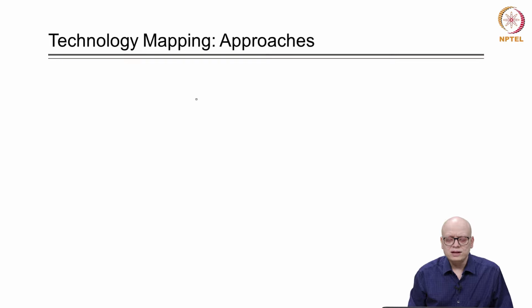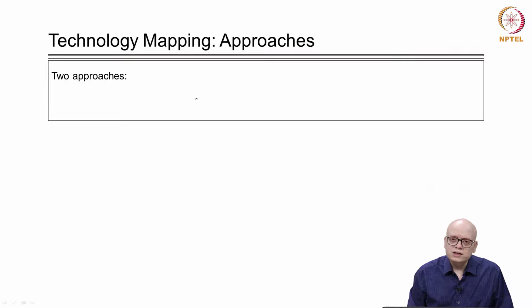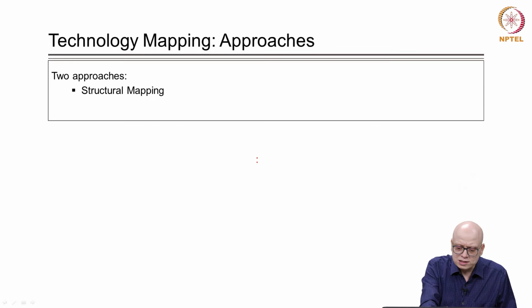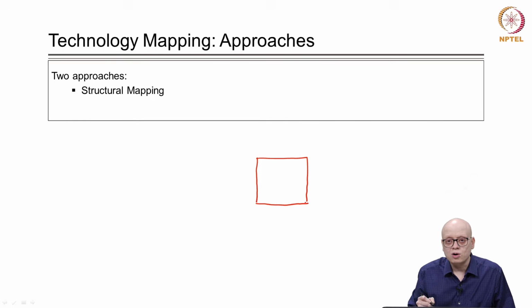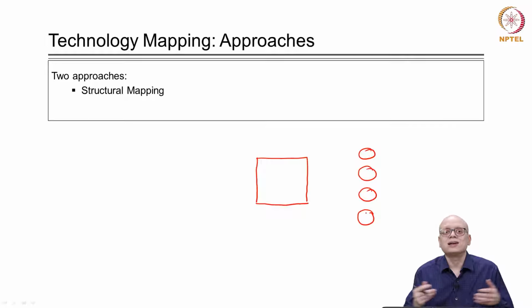Now, let us briefly discuss how technology mapping is done. There are typically two types of approaches for technology mapping. The first one is structural mapping. In structural mapping, suppose there is a portion of a circuit of the unmapped netlist, then this portion of the netlist is matched or compared with the various library cells, and this matching or comparison is done structurally.